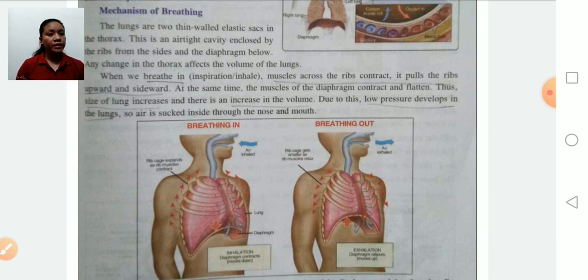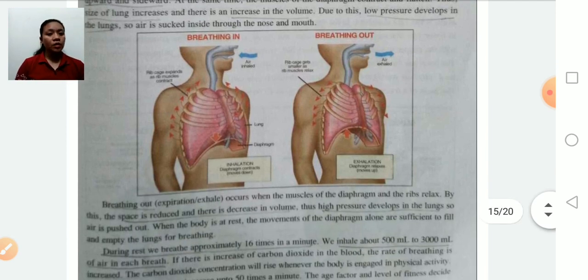When it contracts, it pulls the ribs upward, उस ribs को upward pull करेगा and sideward, and the diaphragm should contract or flatten. Therefore the space increases, the size of the lung increases. When the size of the lung increases, it increases the volume and there is low pressure developed in the lungs. अगर lungs में pressure कम होगी, then the air goes inside the lungs.